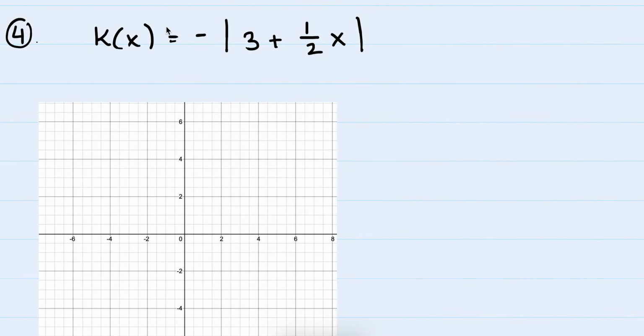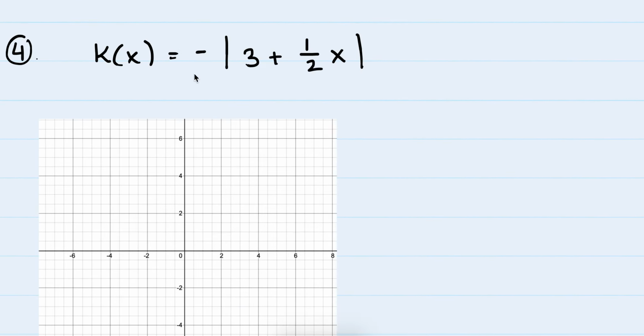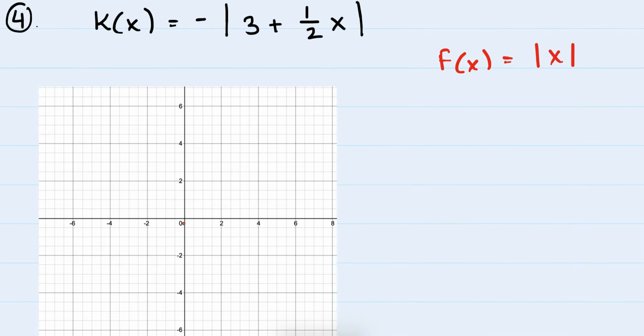Here's another problem. K of x is equal to negative absolute value of 3 plus 1/2 x. And I think this is the last one I'm going to do involving these parent functions. So we have to come up with a parent function. Let's go with the absolute value of x. I'm going to draw the parent function.